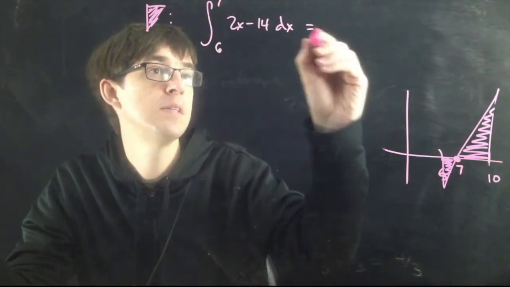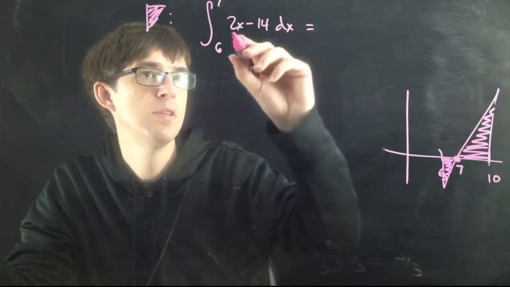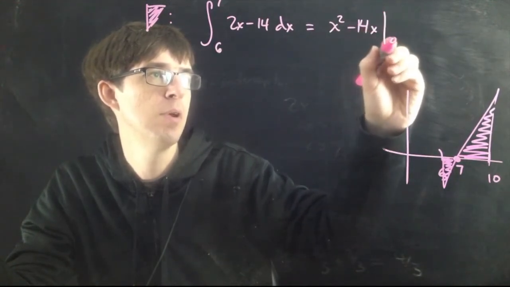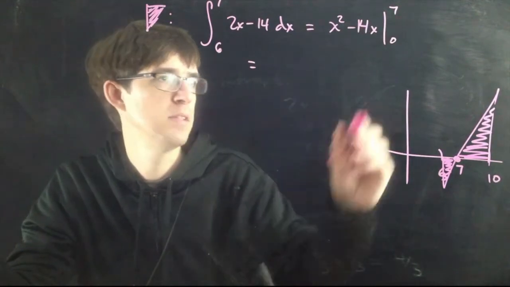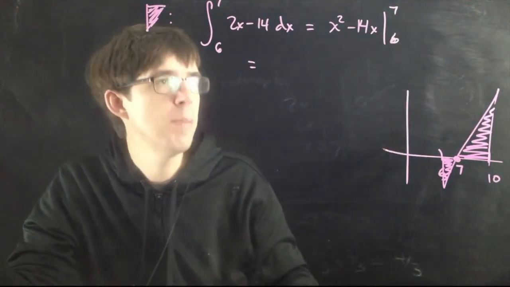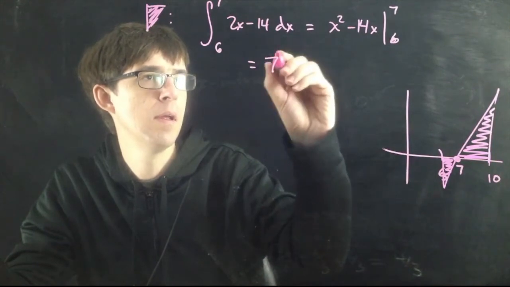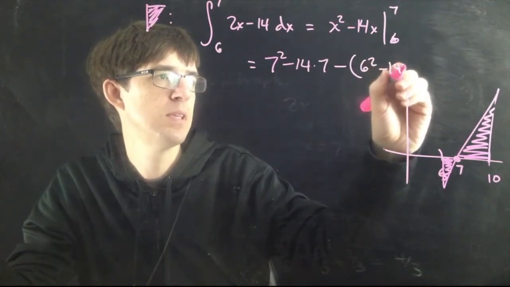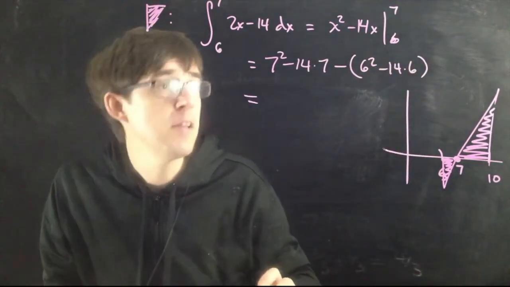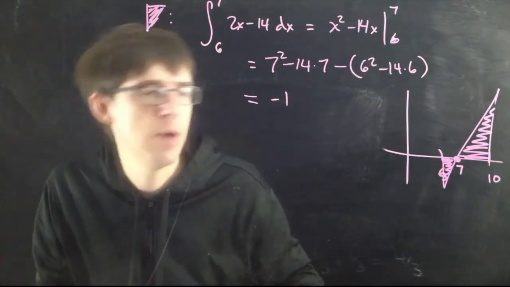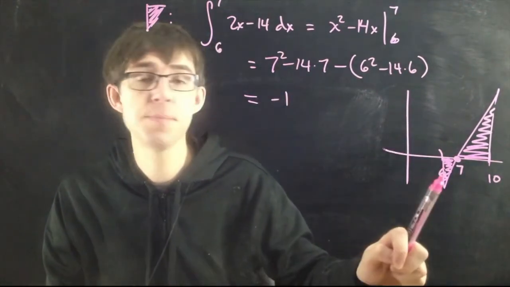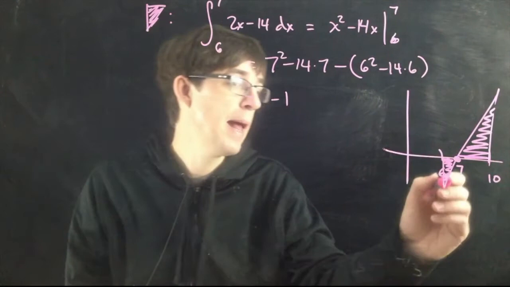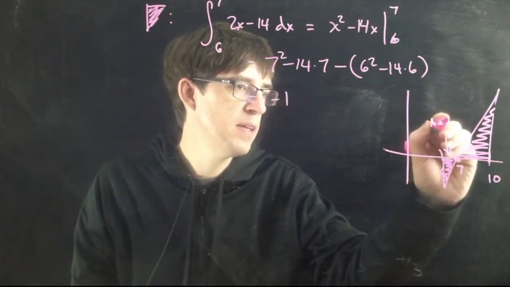Let's do it. Take the antiderivative. I get 2x becomes x squared, minus 14 becomes minus 14x. And then I put 6 and 7. Plug them in. 7 squared minus 14 times 7 minus 6 squared minus 14 times 6, right? I plugged this into my calculator. You could probably do this by hand, but I got a -1 for this, all right? Seems about right. I was expecting the area to be fairly small, but negative. Okay, -1. So the true area right there is 1, right?